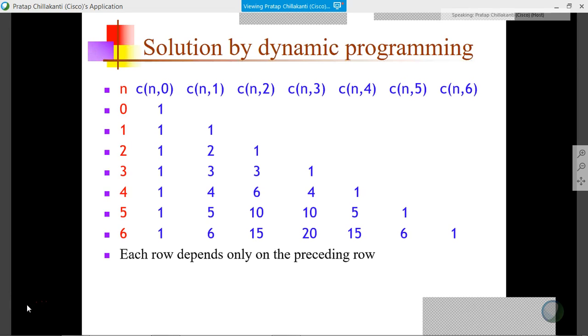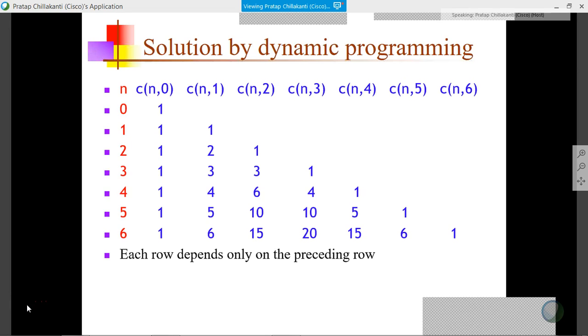The way it is done is it is only depending on the previous row. That means, let's say if you're doing factorial 6, right? You are not recomputing factorial 5 because factorial 6 is 6 times factorial 5. Voila. So you're always using the results of the previous step. That way your computation time is saved.